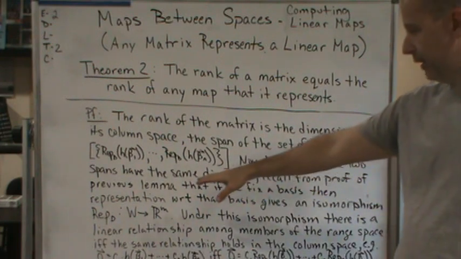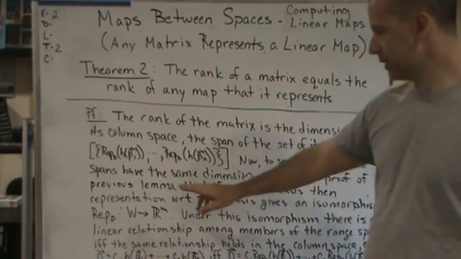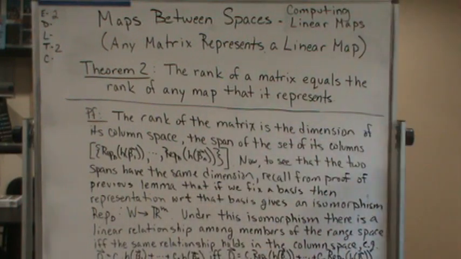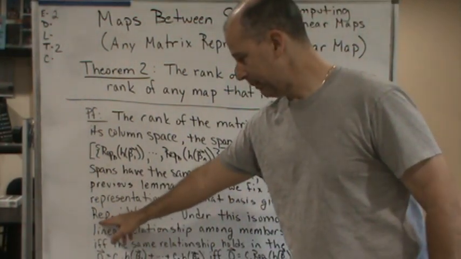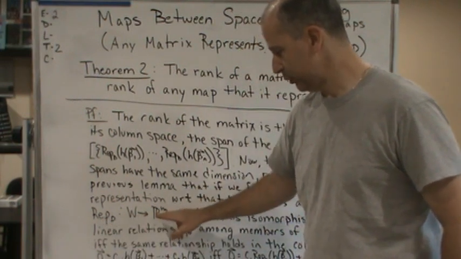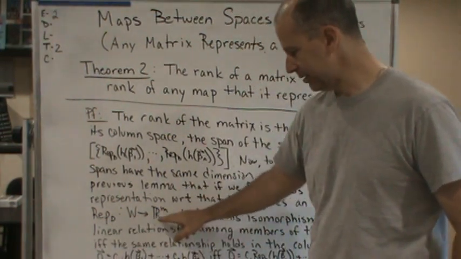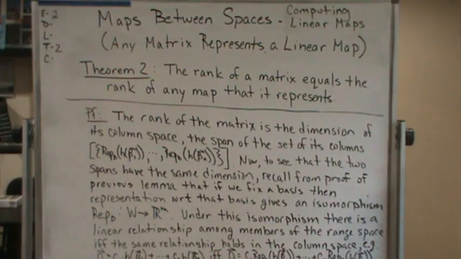From that proof of the previous lemma, if we fix a basis, then representation with respect to that basis gives an isomorphism, which we denote by a mapping of representation with respect to D from W to R sub m.